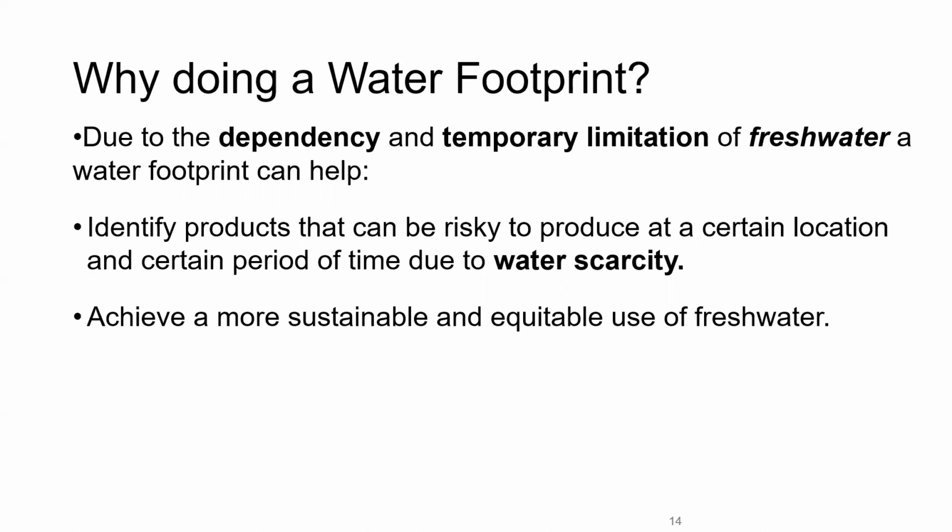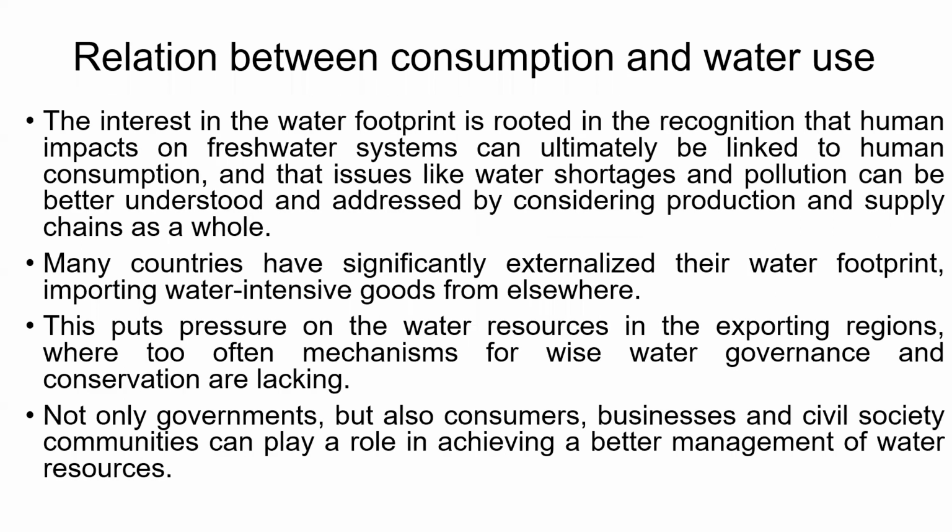So, due to dependency and temporary limitation of fresh water, a water footprint can help to identify products that can be risky to produce at a certain location and also a certain period of time due to water scarcity. And this water footprint can achieve a more sustainable and equitable use of fresh water because we have a clear picture of where the water is being consumed and what the areas of improvement are.